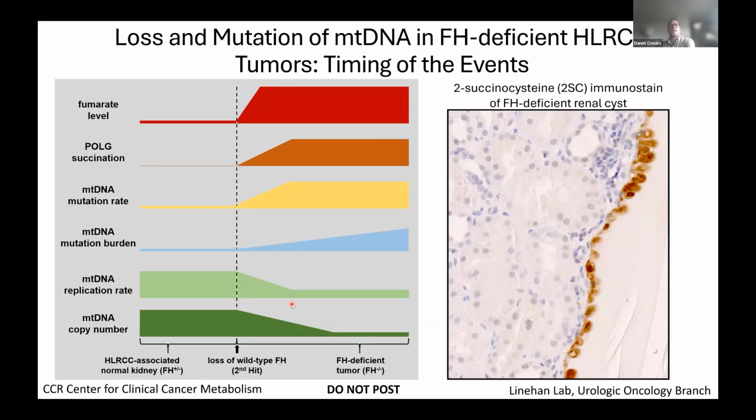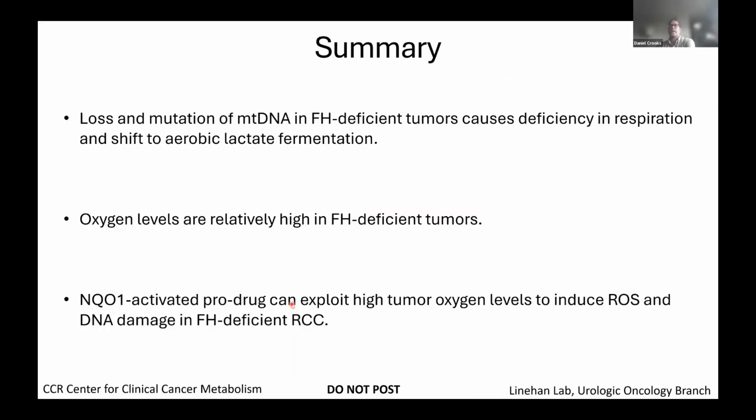So just to summarize: loss and mutation of mitochondrial DNA in FH-deficient tumors, deficiency in the respiratory chain, lactate fermentation. We found that oxygen levels are relatively high in this tumor type, which is interesting for many reasons. And something I didn't show you today was how we could use a specific drug to exploit the high tumor oxygen levels in this disease.